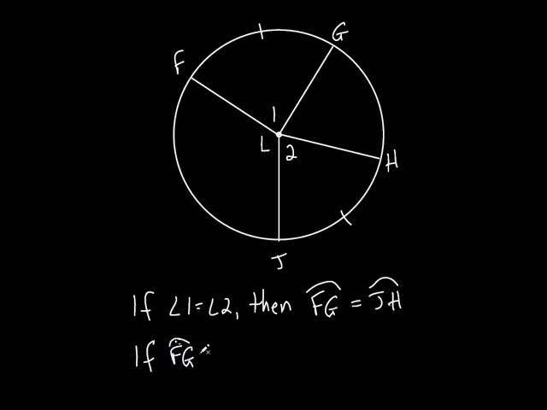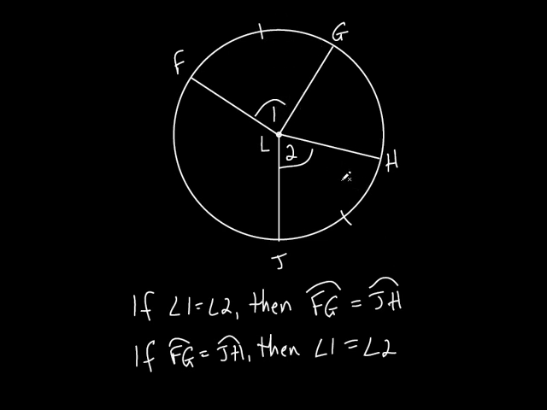So let's write that down. So if arc FG was equal to arc JH, again, I think this is pretty easy for you to see. If those two arcs are equal, what does that mean about the angles, the central angles? Sure, they're going to be equal to each other as well. So it seems like it's saying the same thing, but you're starting off with different information that you're given and that you know. So if arc FG is equal to arc JH, then angle 1 is going to equal angle 2.